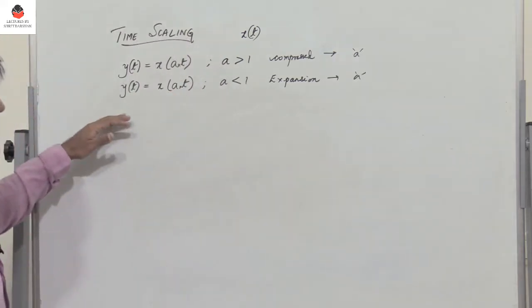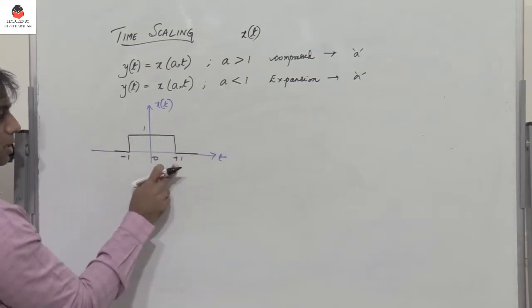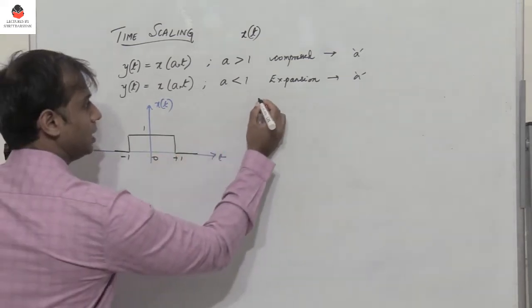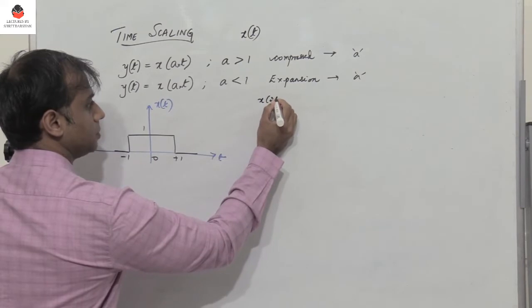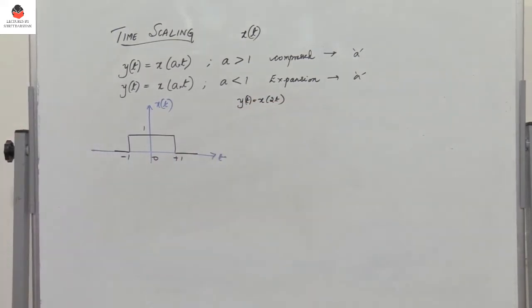So let's move further. So here I have a given signal x of t, which varies from -1 to +1, where the amplitude is equal to 1. And if I need to find x of 2t, that means y of t equals x of 2t, what happens? The signal gets compressed by a factor 2. So what is y of 0? So how do I draw the compressed signal?